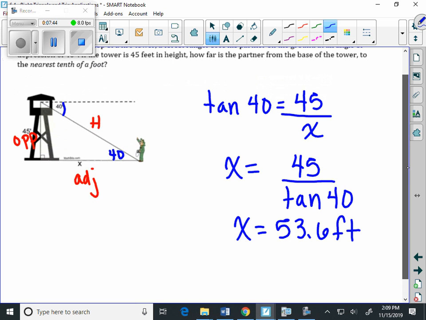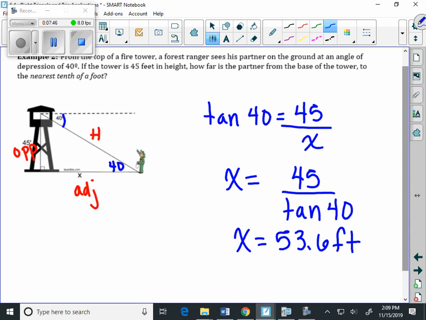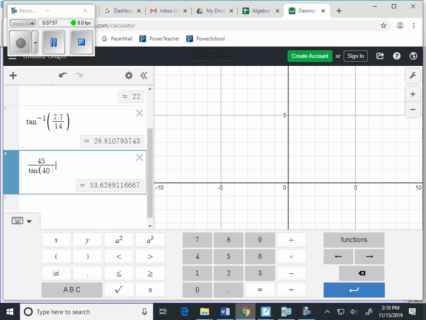But our directions again tell us round to the nearest tenth of a foot. I even misread it. So we just did round to the nearest tenth. The value of 2 after the 6 is less than 4, so the 6 is going to remain the same.